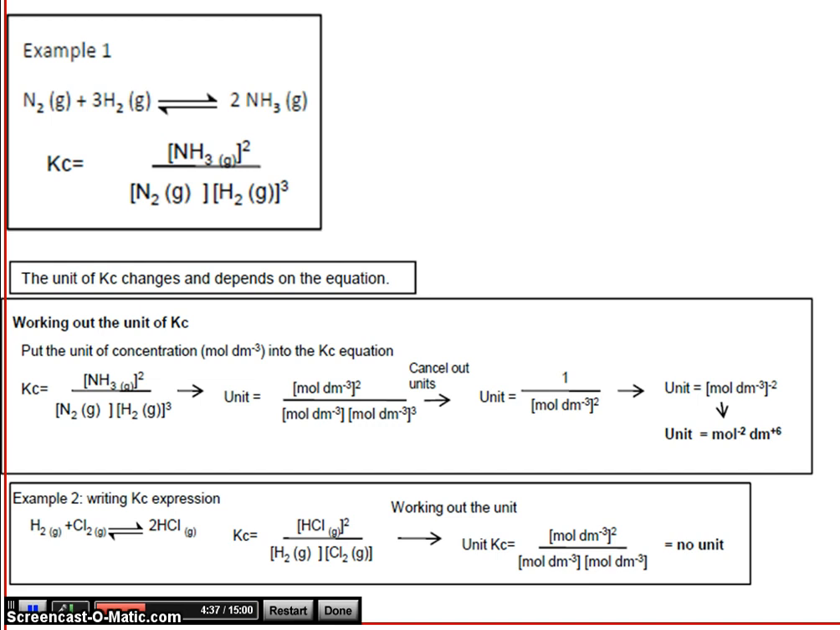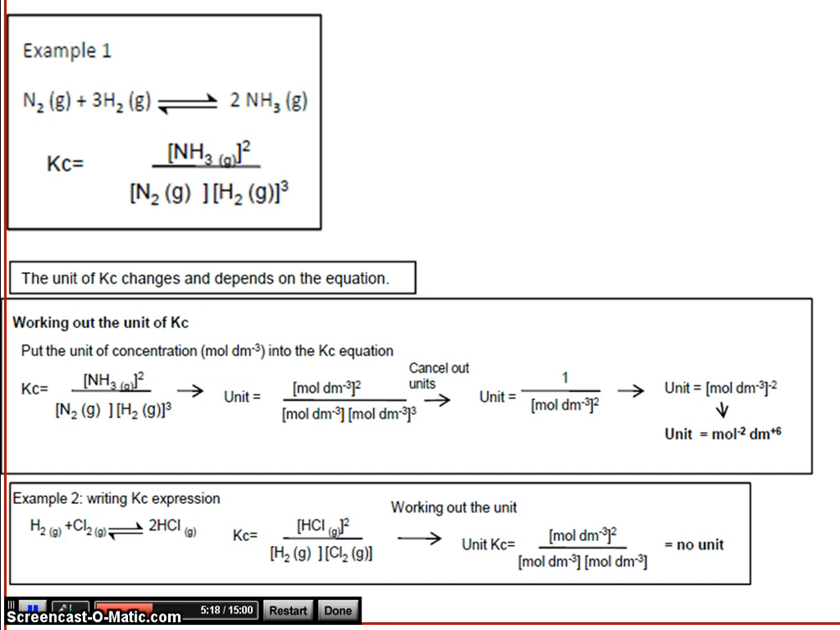If we want to know what the units of Kc are, what we need to do is plug in the units for the concentrations. Now the concentration is moles per decimeter cubed, so that's mol dm^-3, and if we put those into the expression that we've written, and then multiply them out and cancel them, we can see that the units then become 1 divided by mol per decimeter cubed, squared. And those of you that are confident with your maths will realise that that means the unit is then mol^-2 dm^6.